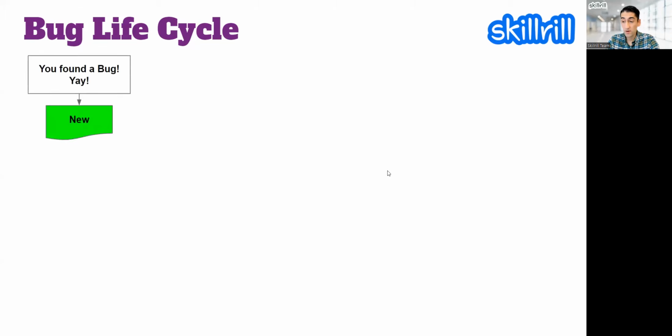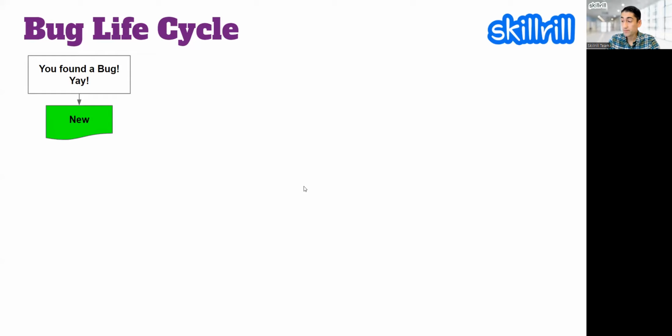The first step, of course, is that as a tester, you find the bug. You found your first defect, your bug report, and here we go. That's a happy moment. I found my first bug. I'm useful in this organization. So at that stage, the status of the bug is new. It's a new bug, basically.